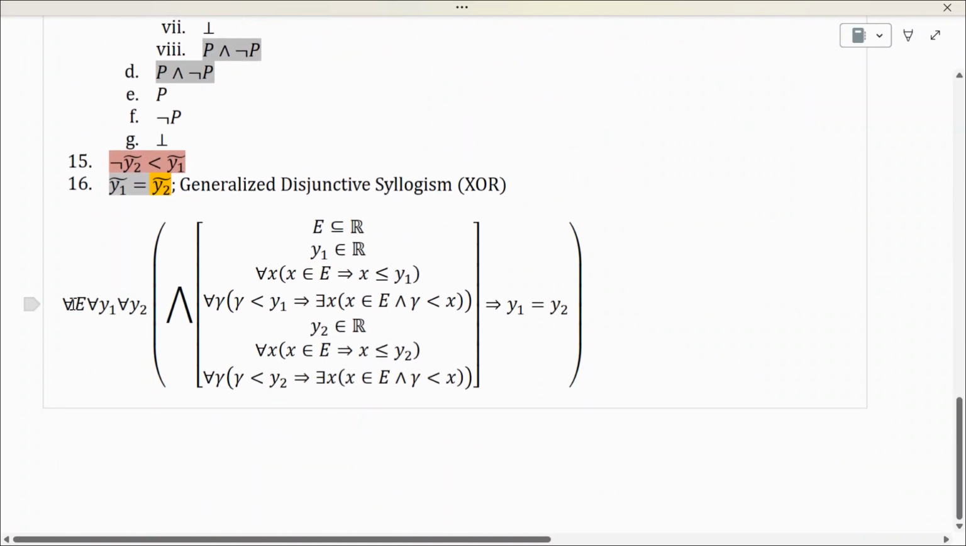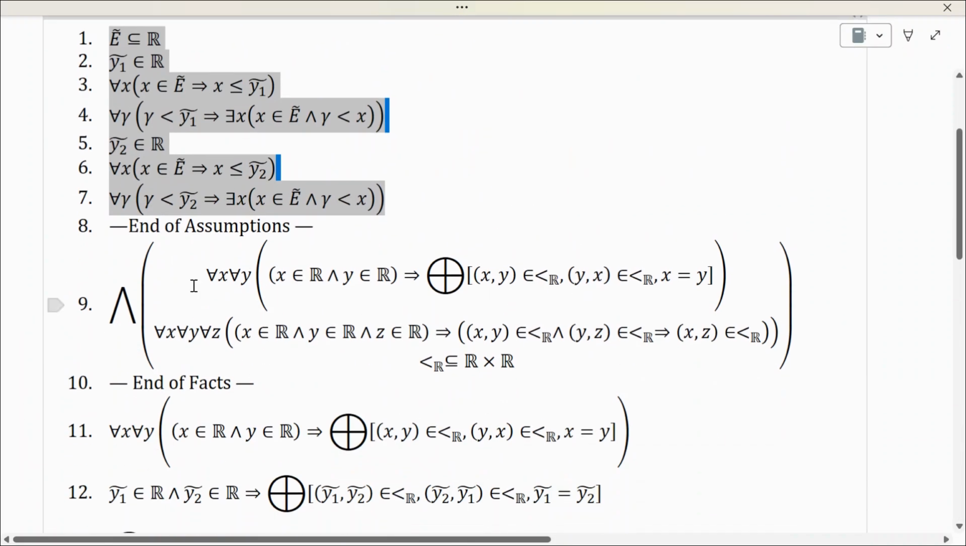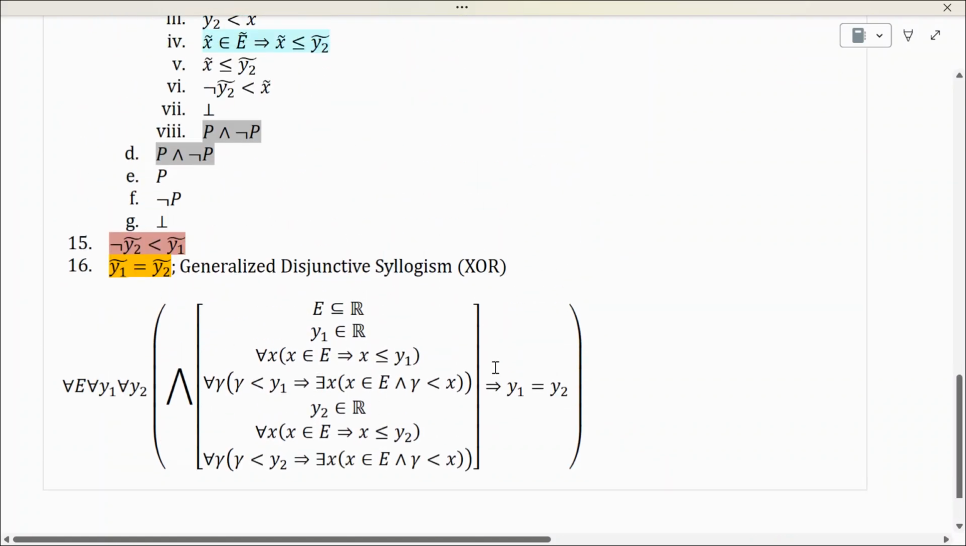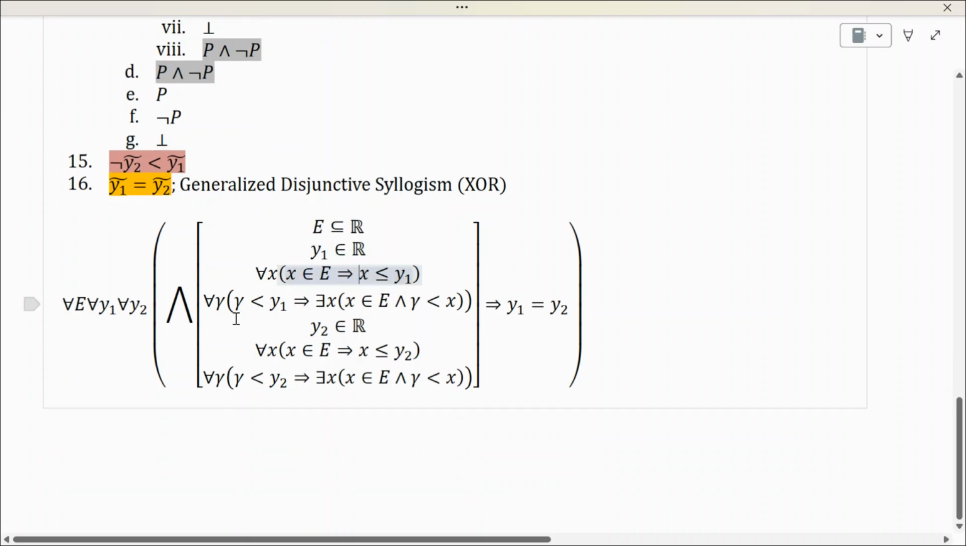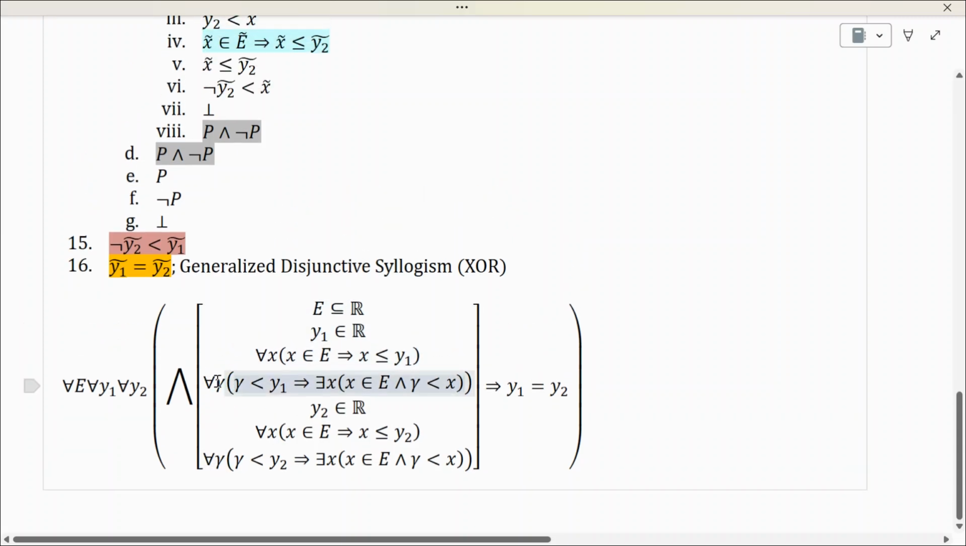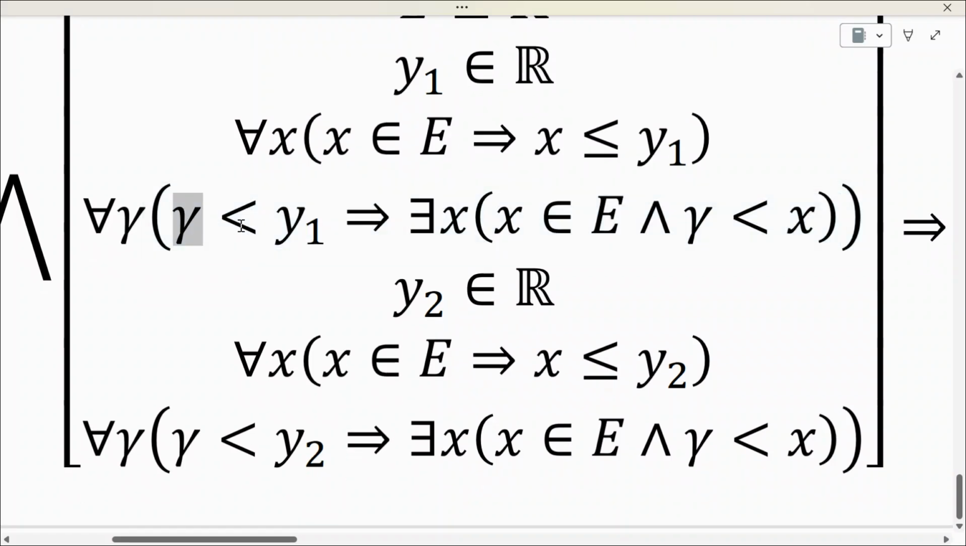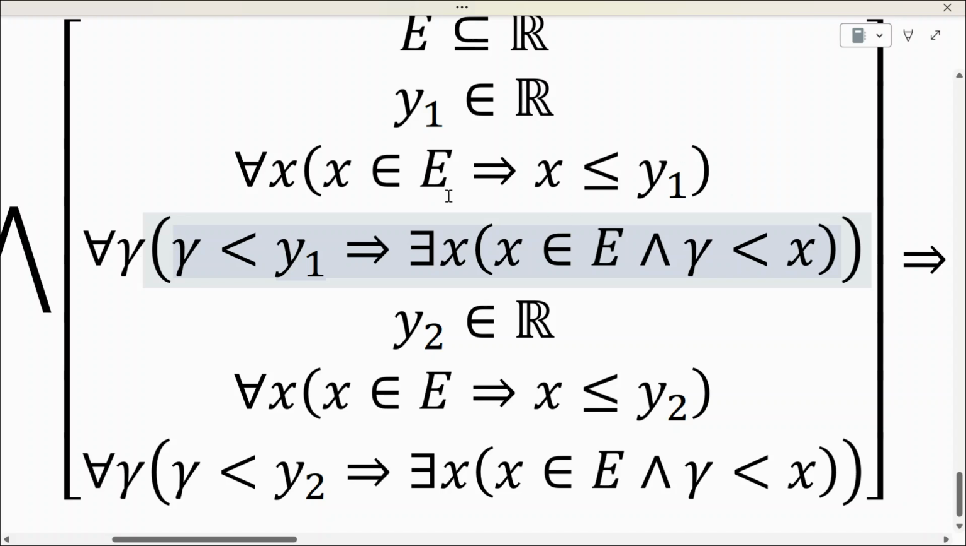Okay, so these were our assumptions before. This is not an assumption. Everything after this is not an assumption. All of these are assumptions: 1, 2, 3, 4, 5, 6, 7. So we've made a new rule that if we have all these things here, for any subset of the reals, if we have two upper bounds with this property, which makes it the least upper bound, the English sort of gives it away. Let's analyze why we read this as least upper bound. This is saying for anything less than y1, we know that y1 is an upper bound because it says here that if x is in E, then y1 must be greater than x. That's saying y1 is an upper bound.